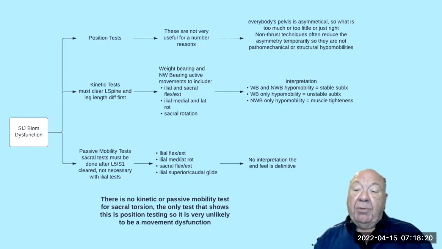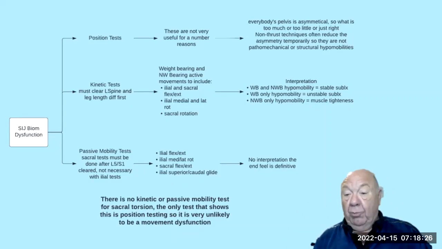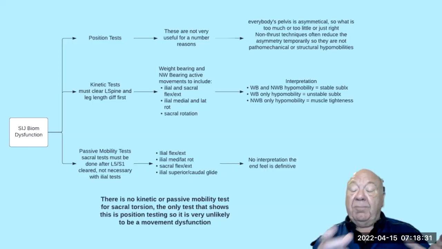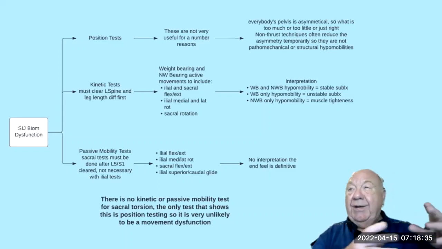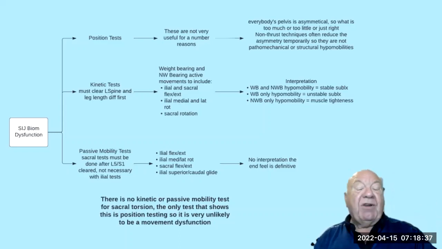If it's positive in weight bearing and non-weight bearing, you probably have a stable hypomobility, probably a subluxation. I hope so, because that's what you want to treat. But it's a stable hypomobility, because they're positive in non-weight bearing and weight bearing. If it's only present in weight bearing and not present in non-weight bearing, you have an unstable subluxation.